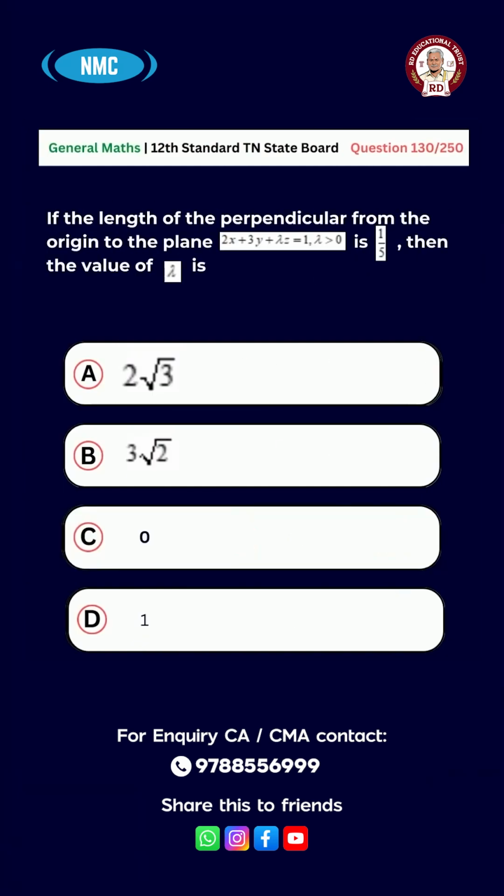Question number 130. The length of the perpendicular from the origin to the plane 2x plus 3y plus lambda z equal to 1, where lambda is greater than 0, is 1 by 5. Then the value of lambda is option A 2 root 3, option B 3 root 2, option C 0, option D 1. The correct option is option A 2 root 3.